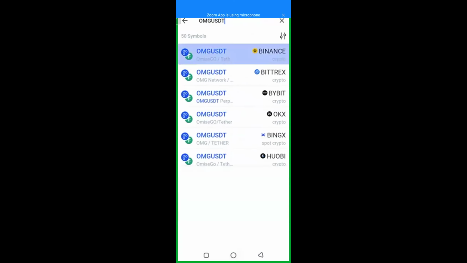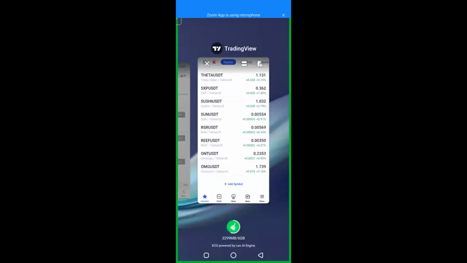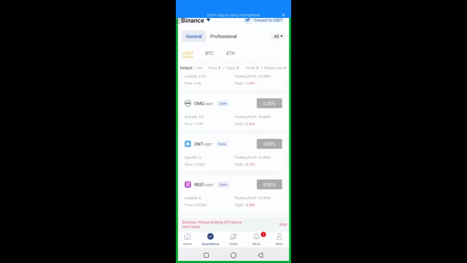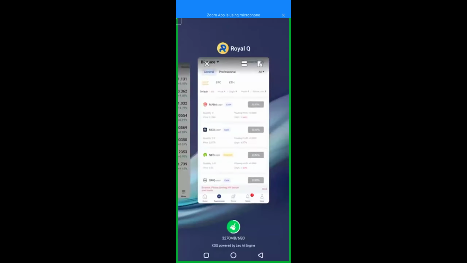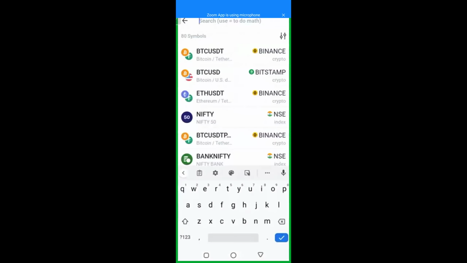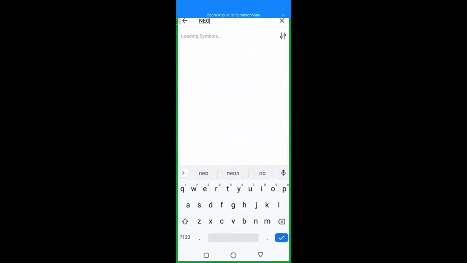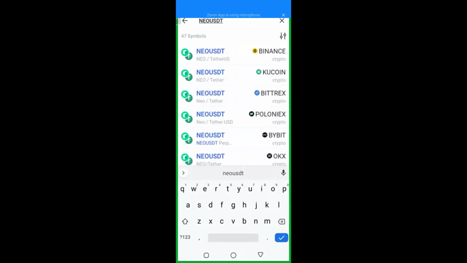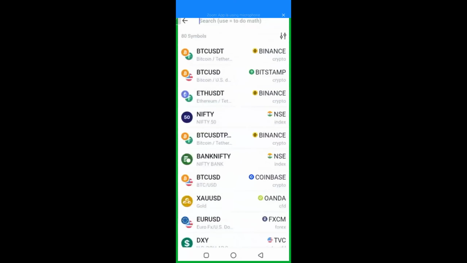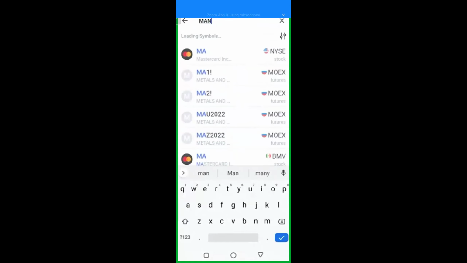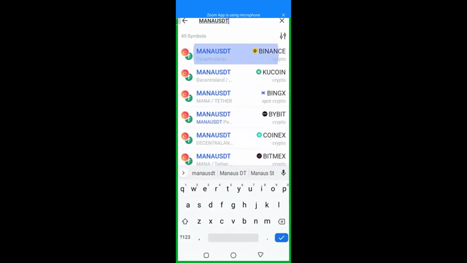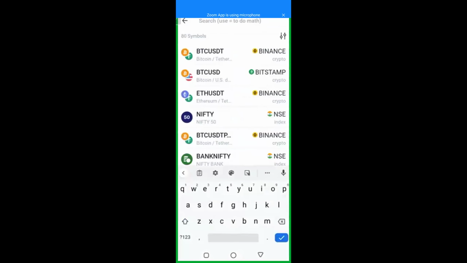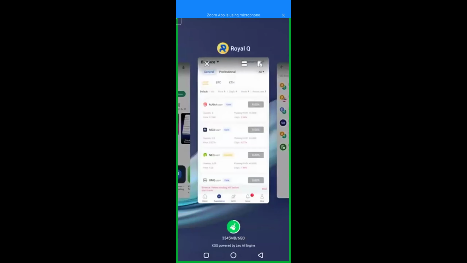Okay, so we are still on creating our trading view application. The next one is Neo USDT, MDX, and Mana. Okay, Neo USDT. All right, then we have Mana USDT. I hope you are seeing very well. Okay, now we go back again.